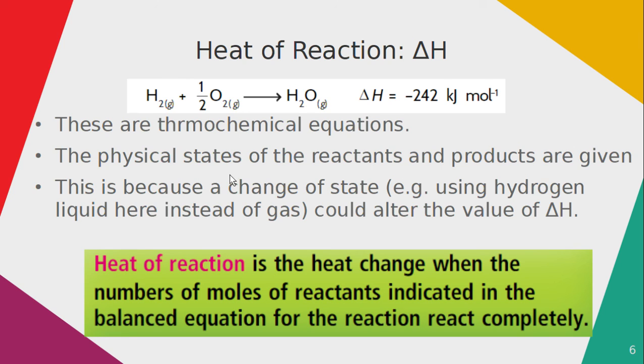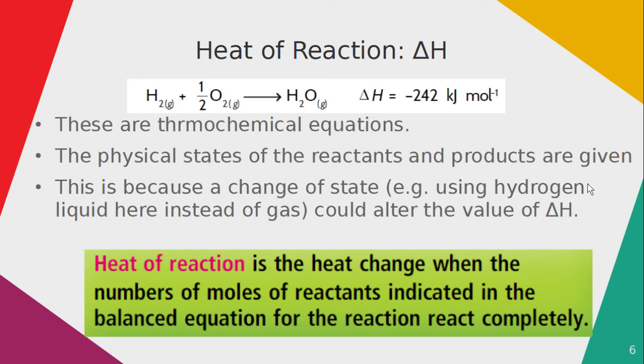The reason those are shown is because if we were to change the state, if we were to use hydrogen liquid, for example, that would alter the value of the delta H produced. So it's important in these, you'll see g, l and s, for gas, liquid and solid. The other thing you might see is aq, which stands for aqueous. So if it was H2 and we had an aq down here, that would mean it's hydrogen gas dissolved in water.